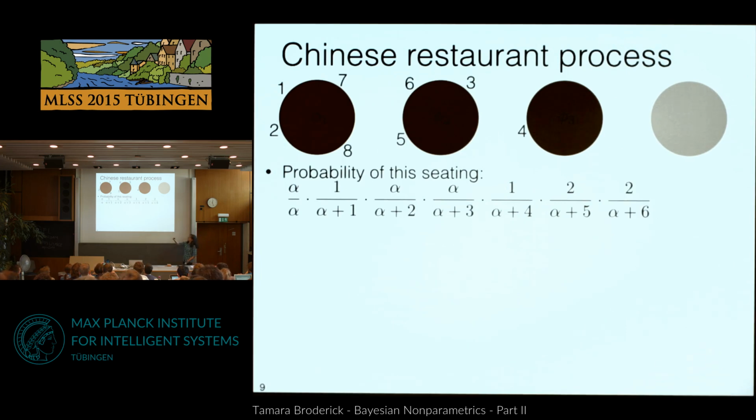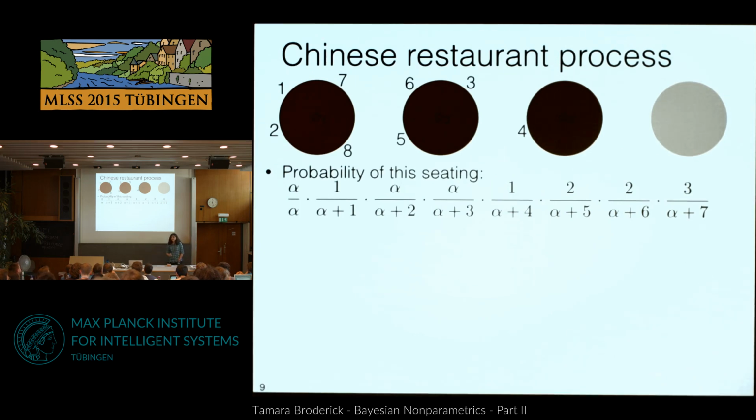Next, we look at 7. Well, 1 and 2 are sitting at that table so far, so it's 2 over alpha plus the number of people so far before we get to 7, so it's 7 minus 1. And then finally, we go to 8. Well, there were 3 people sitting at that table already, so we put 3 in the numerator, and then we have alpha plus the number of people up to 8, that's 7 in the denominator.